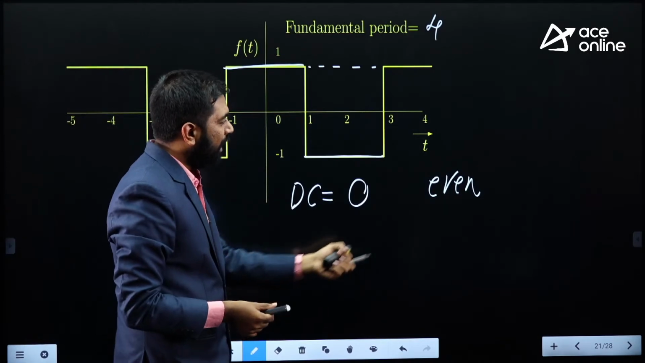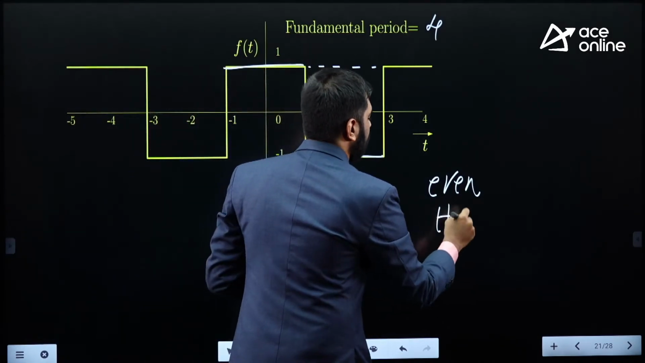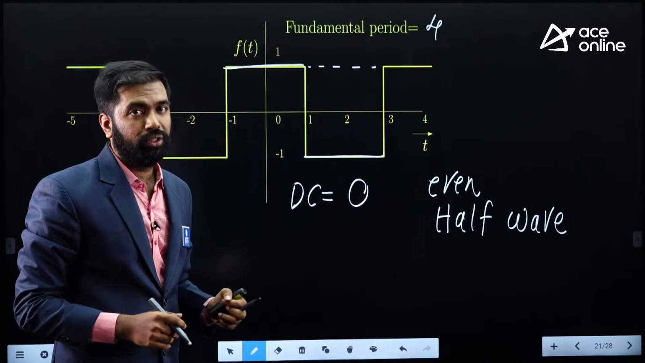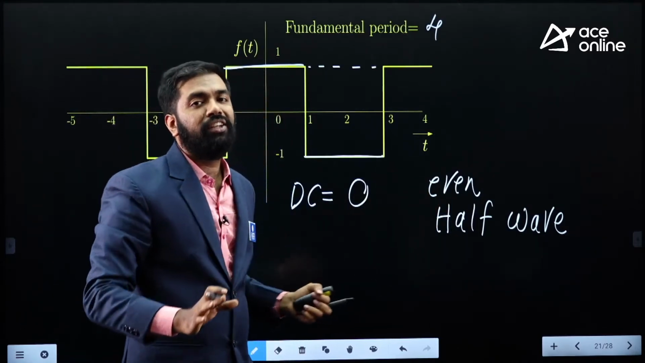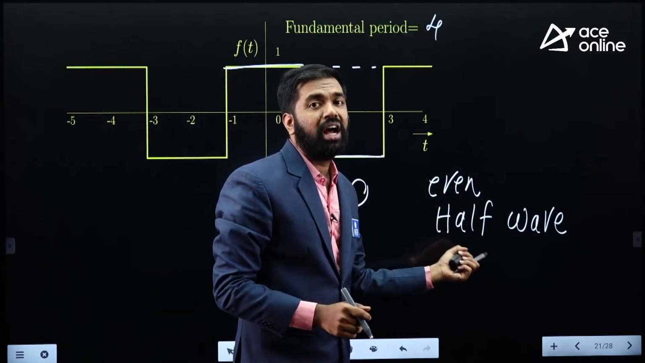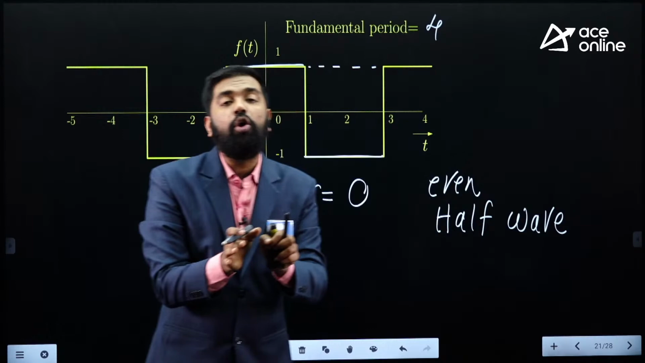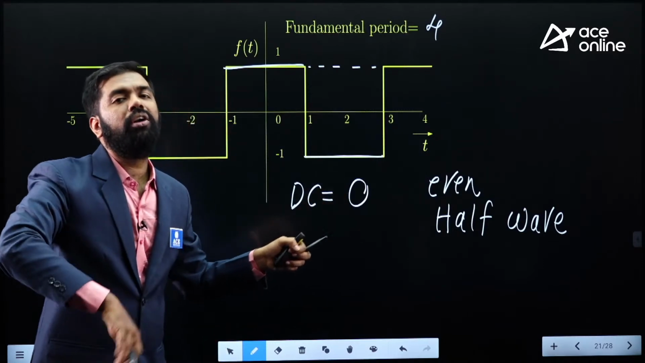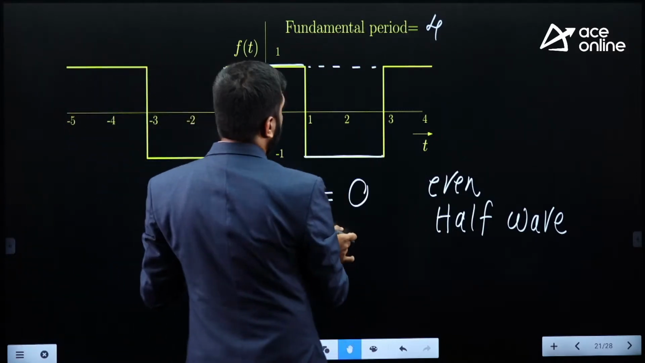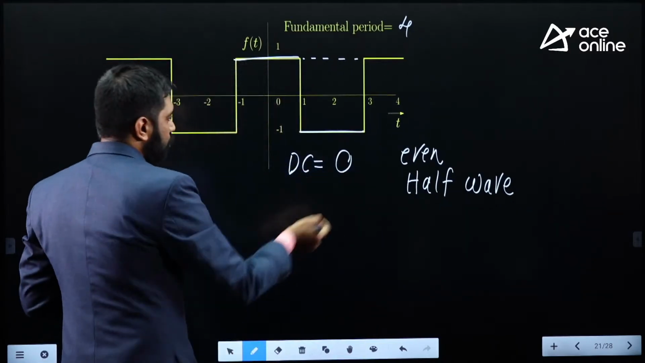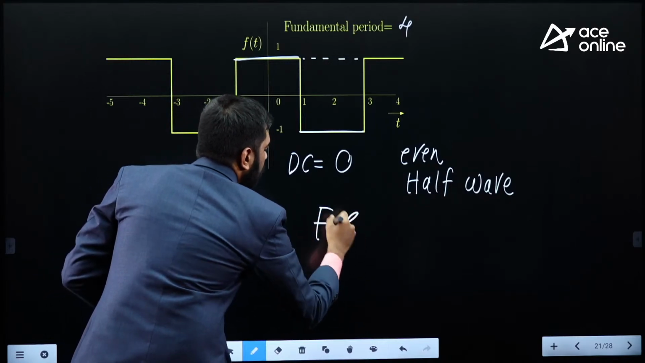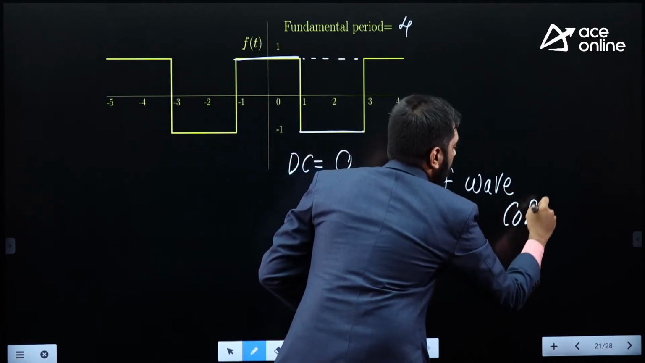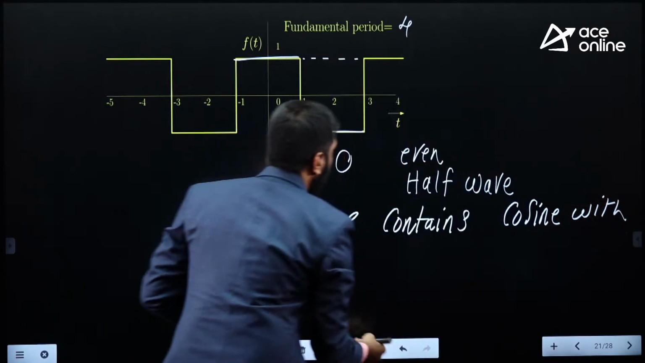So the DC value is 0. It's an even signal as well as half wave. It has got half wave symmetry. Now what are the comments? The DC value is 0. When you say even, that means there are no sine terms. And you are also saying that it has got half wave symmetry. When you say half wave symmetry, only odd harmonics are present. Now I can finally comment that the Fourier series contains cosine with odd harmonics. So that's what I'm going to write. The Fourier series contains cosine with odd harmonics.